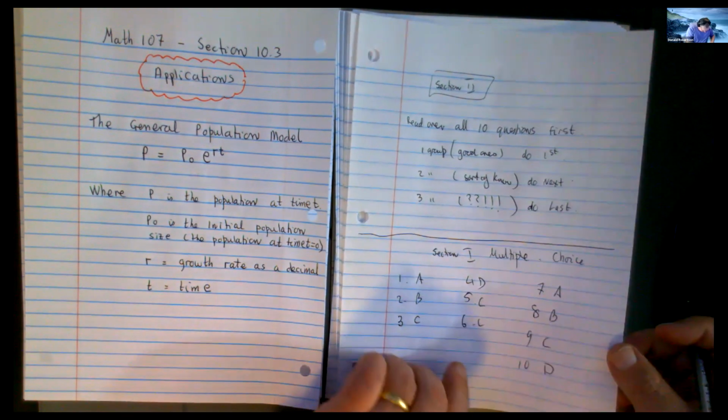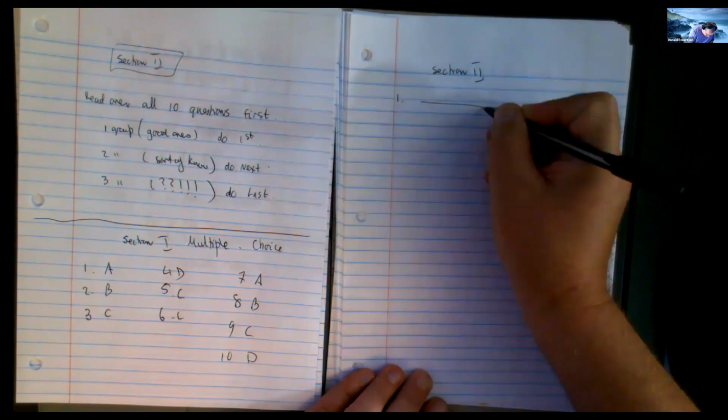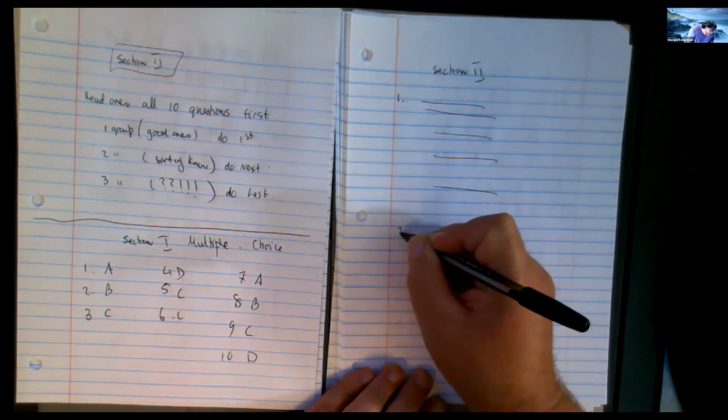Now, section 2 is different. On section 2, you are going to show me question 1 and all the working. Question 2 and all the working. Question 3 and all the working. And in section 2, you get partial credit. That's one of the reasons I want to see the working. And in question 2, if you get like 3/4 of it right, you'll get 3/4 of the points.